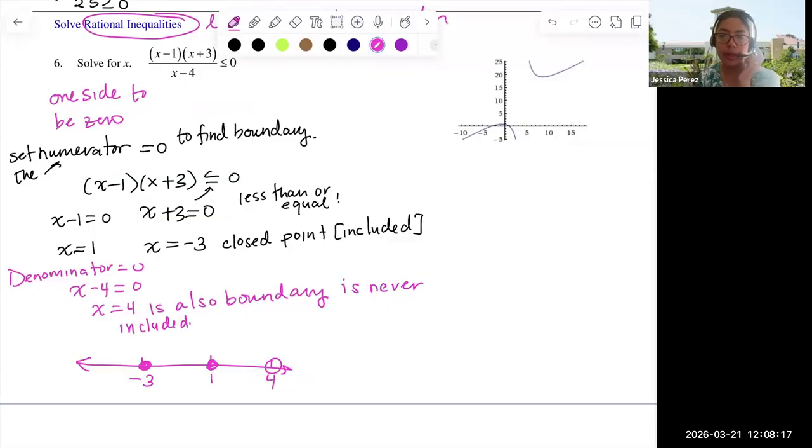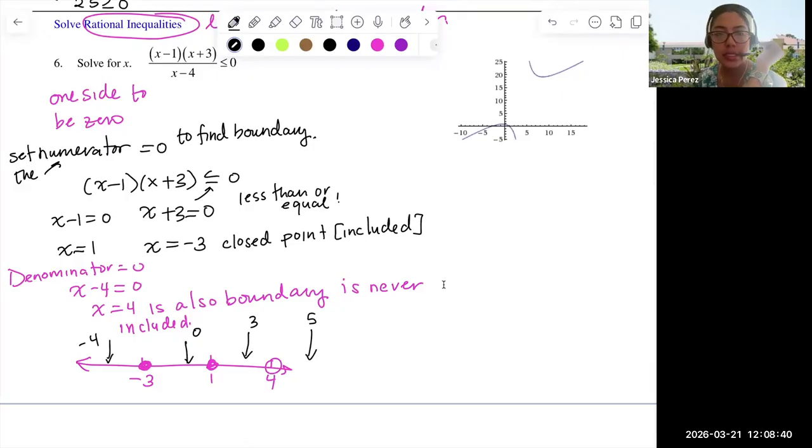So now that I know my boundary points, I'm going to have some test points, a value that I'm going to test in between negative infinity and negative 3. Let's say negative 4. I'm going to plug in 0. I'm going to plug in 3, and then I'm going to plug in 5. So now how many test points do I need? 1, 2, 3, 4 different test points.